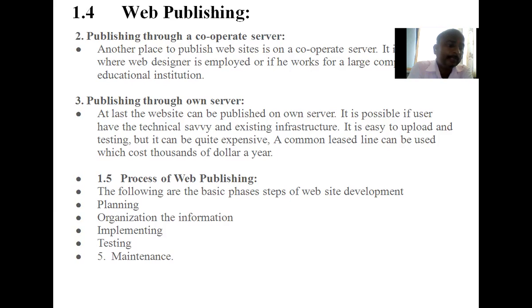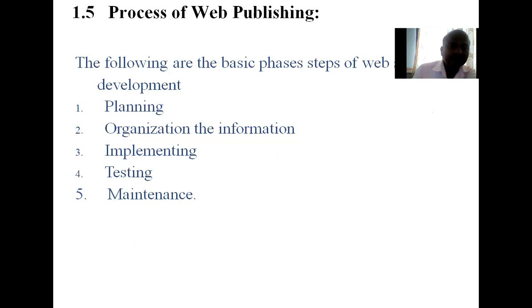First is planning. While doing any work, the first point is planning, then organization of the information, then implementing, then testing, and last maintenance. These are the steps for the process of web publishing: planning, organization of the information, implementing, testing, and maintenance.